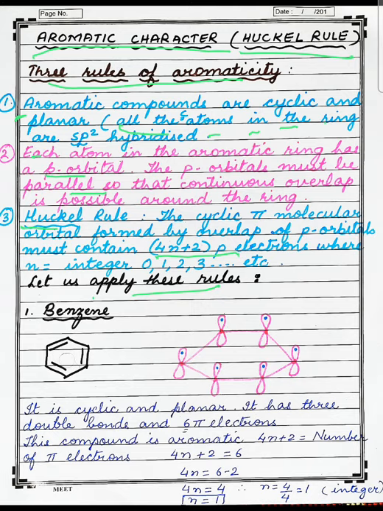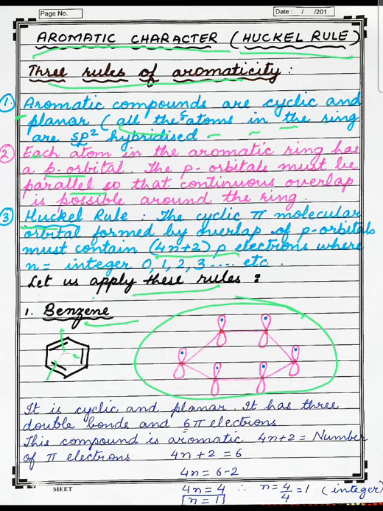The first example is benzene. Benzene is cyclic and planar. It has 3 double bonds and 6 pi electrons. It has a p orbital on each carbon of the hexagonal ring. Hence, a continuous overlap above and below the ring is possible. This compound is aromatic. Why?